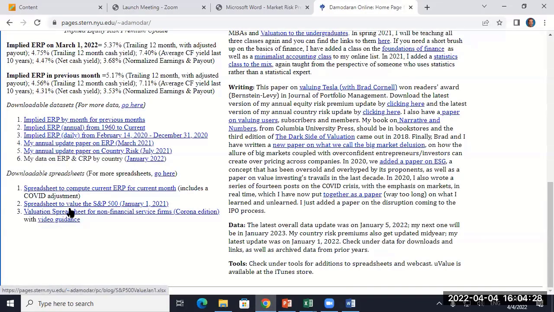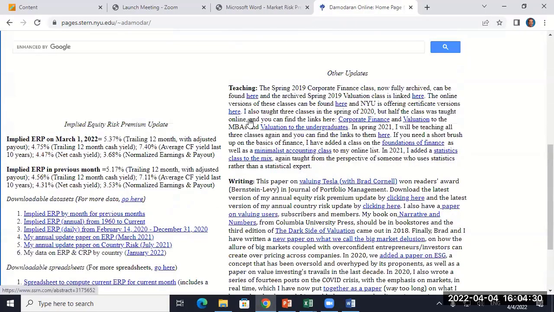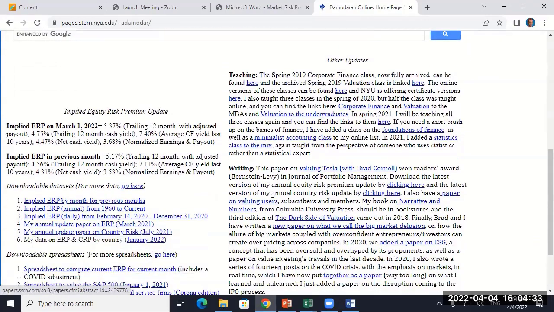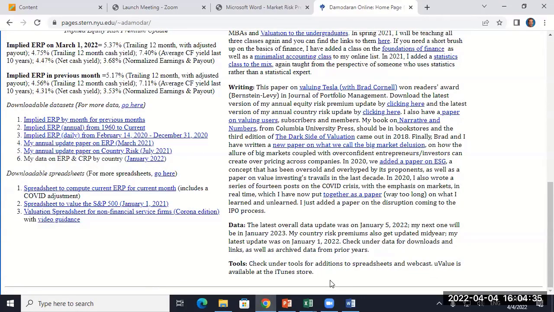Look at all the stuff he has for free. That's pretty. It's value in Tesla. He has all kinds of stuff out there for free. So it's a great resource as well.